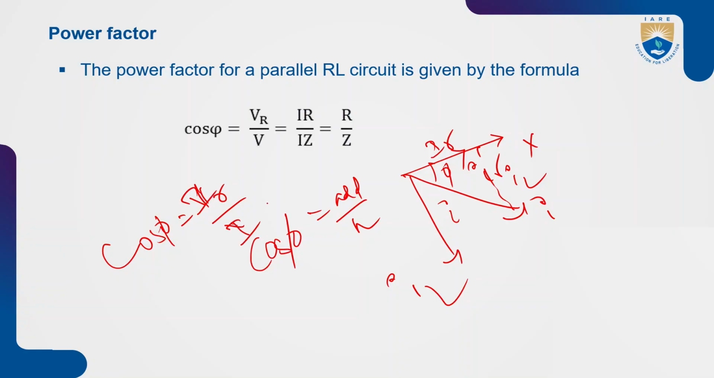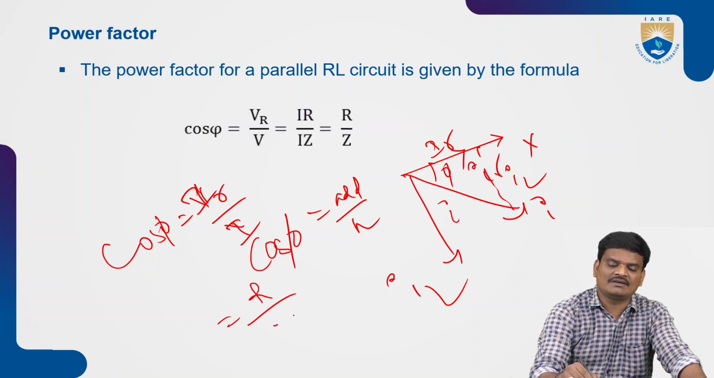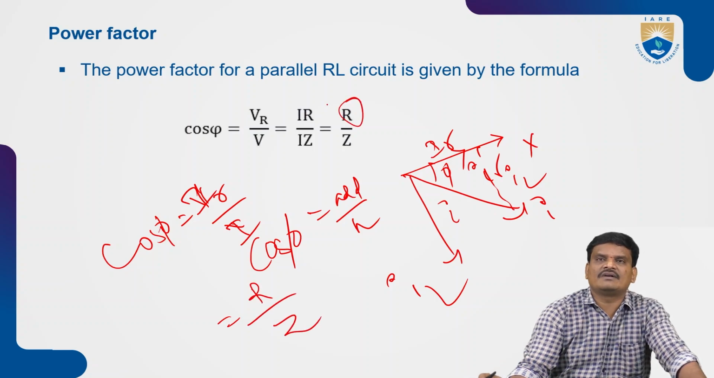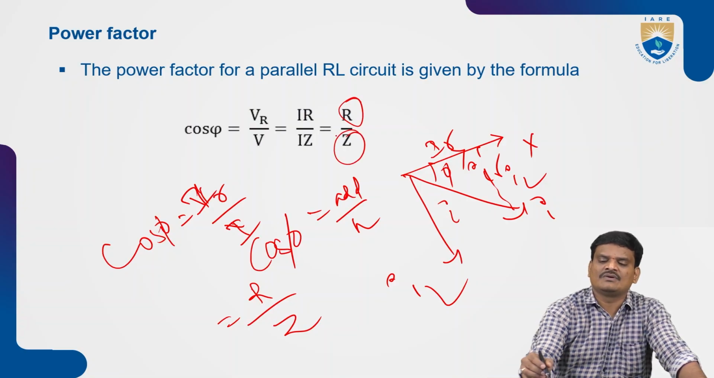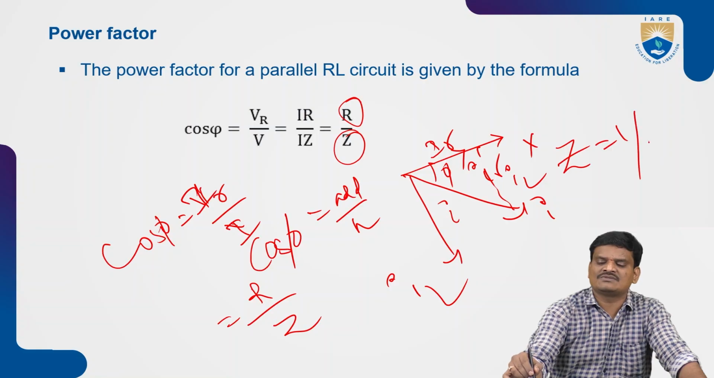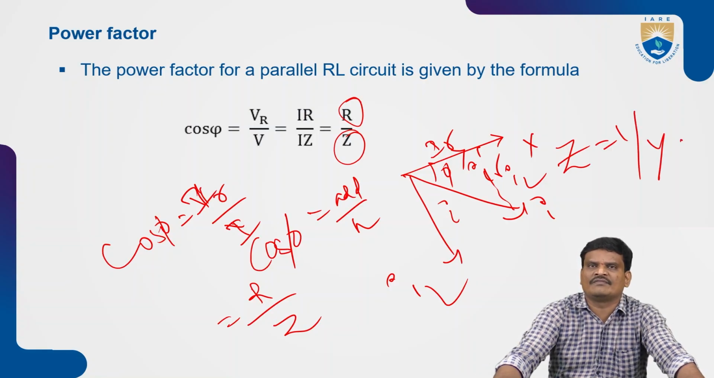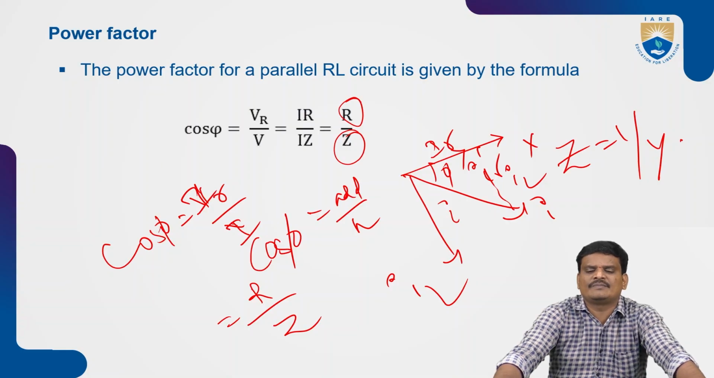If it is IR by I, again I need to represent the value of IR, and you will get the value of cos phi as R by Z. What is R? Resistance offered by the circuit, and what is Z? The impedance offered by the circuit, where I can replace the value of Z using the admittance. You know the formula for the admittance: it is the reciprocal of the impedance. This is how you need to calculate the different factors from the phasor diagram representation.